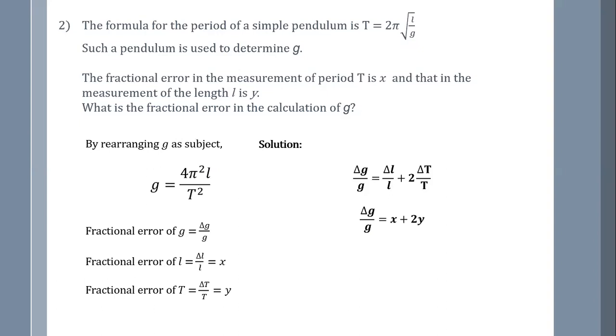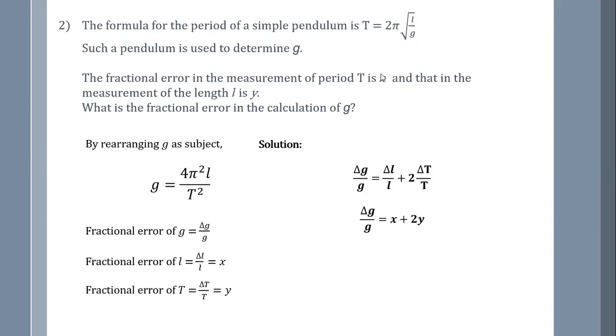Okay, look at this question. The formula for the period is 2 pi root of L over G. Such a pendulum is used to determine G. The fractional error in the measurement of T is X. What is meant by this? Fractional error in the period T is X.